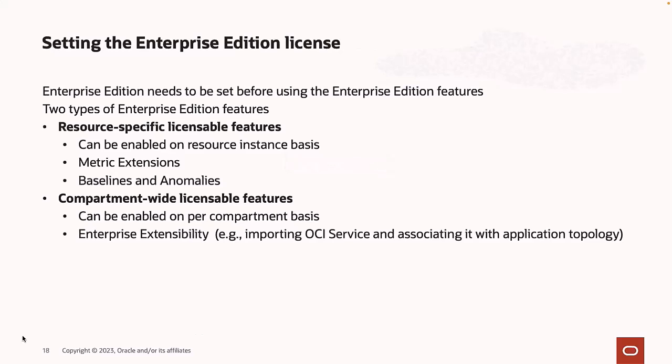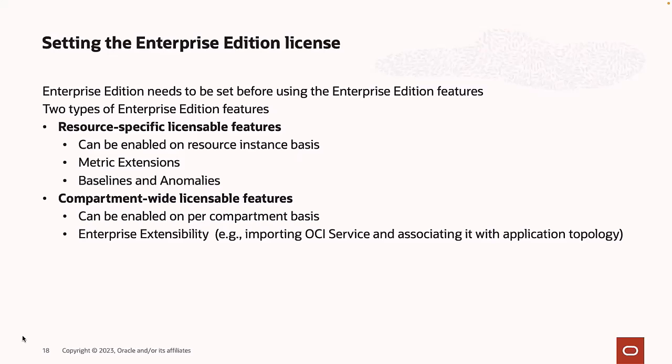So, license. All right, here we go. Before you can start using these features, you must first enable the Enterprise Edition. Now, some of these licensable features can be set at the resource level, while others are applied compartment-wide. For example, Enterprise Edition can be applied to an individual resource.